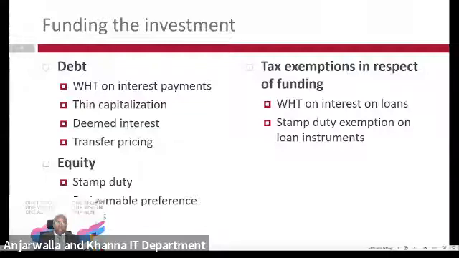Deemed interest is applied on interest-free debt from non-resident lenders, and withholding tax implications do arise. Again, there are exemptions that can be relied on, especially in the energy sector. At the same time, the interest that is charged on these loans cannot be excessive, because we need to comply with Kenyan transfer pricing laws.